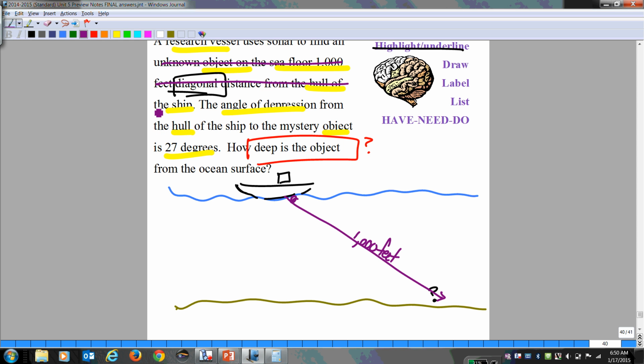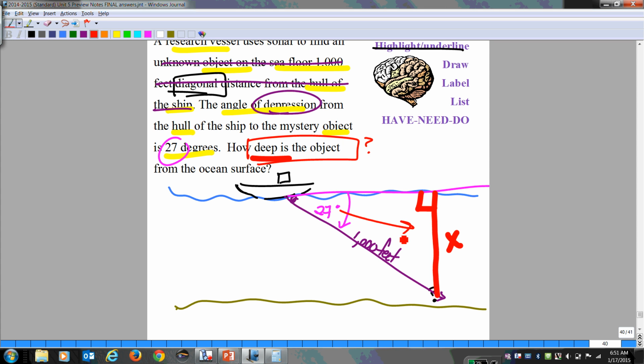Notice I'm crossing it out. The angle of depression, which is horizontal going down, 27 degrees. So horizontal going downward, 27 degrees. And we want the depth of the object. Depth is the same as height. Depth and height always creates a right angle. So there is our X. We label opposite, adjacent, and hypo. That is going to be our opposite.